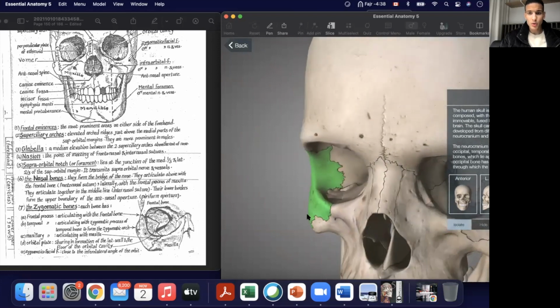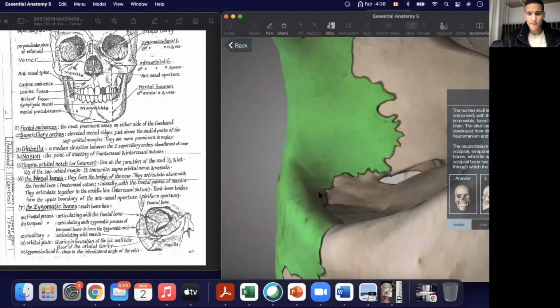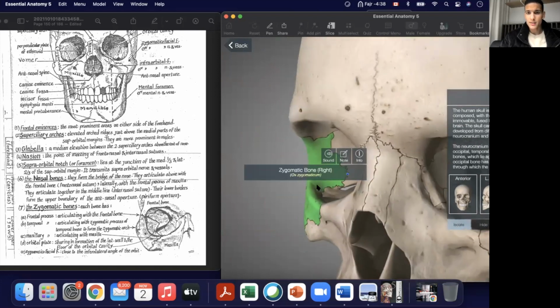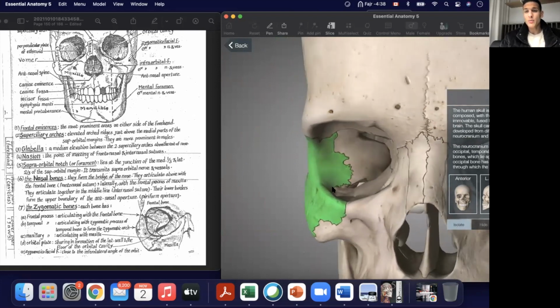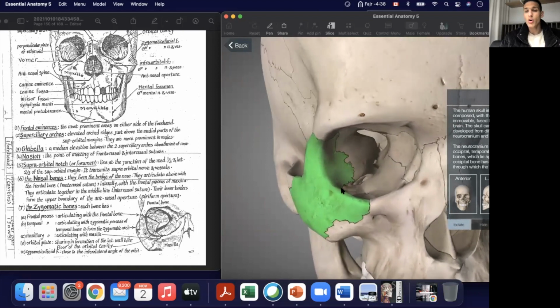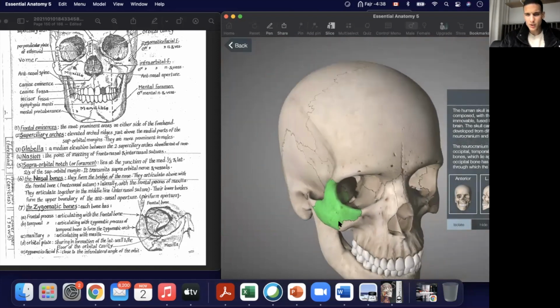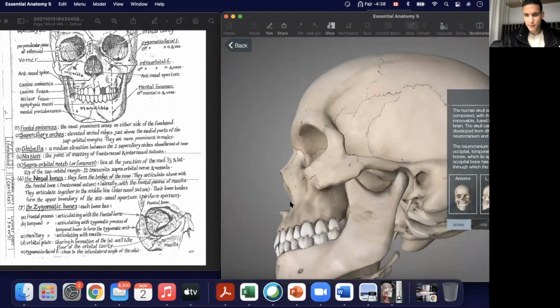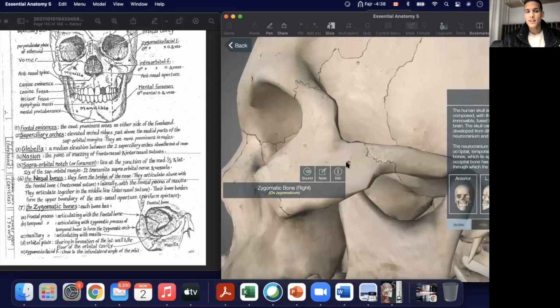It has an orbital plate. This part right here of the zygomatic bone is the orbital plate. Why? Because it forms the lateral wall, inside wall of the orbit. Okay? And finally, the zygomaticofacial foramen. Within the zygomatic structure, there is a foramen. This part right here is the foramen, the zygomaticofacial foramen.